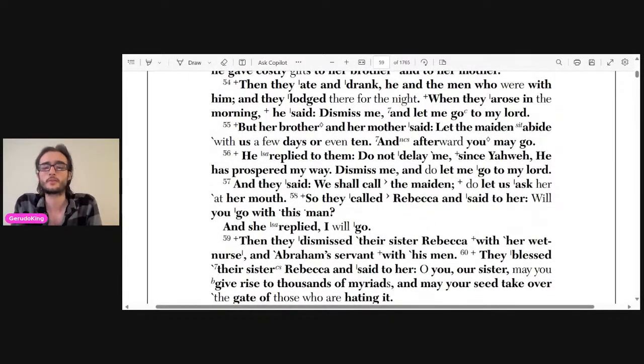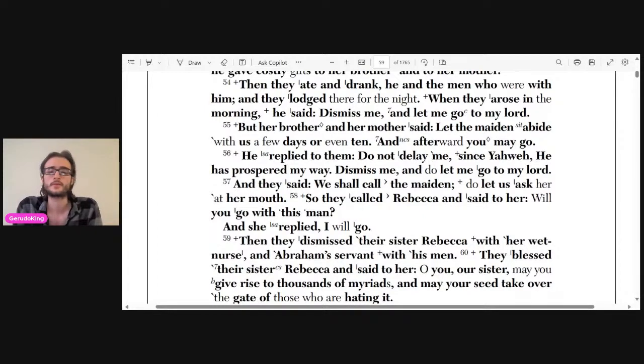But her brother and her mother said, "Let the maiden abide with us a few days, or even 10, and afterward you may go." He replied to them, "Do not delay me, since Yahweh, he has prospered my way. Dismiss me and do let me go to my lord." And they said, "We shall call the maiden. Do let us ask her at her mouth."